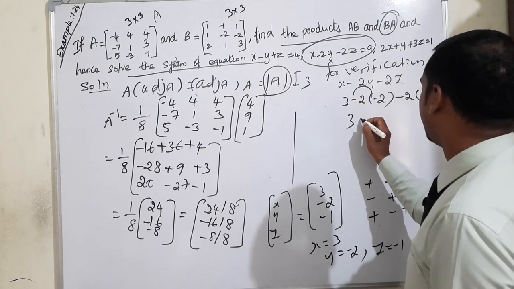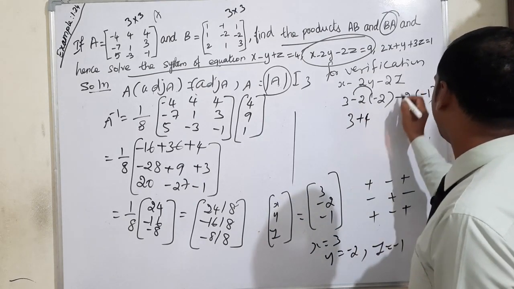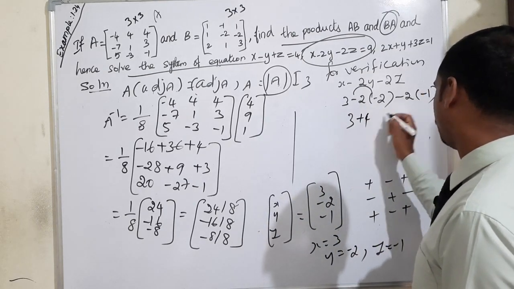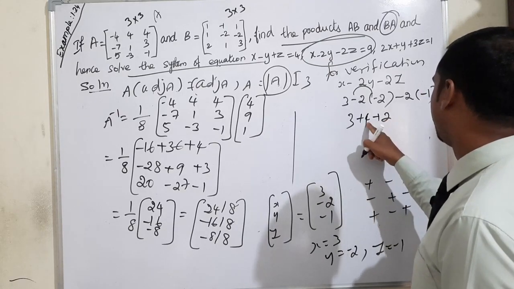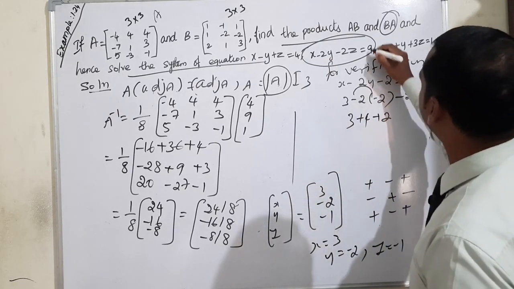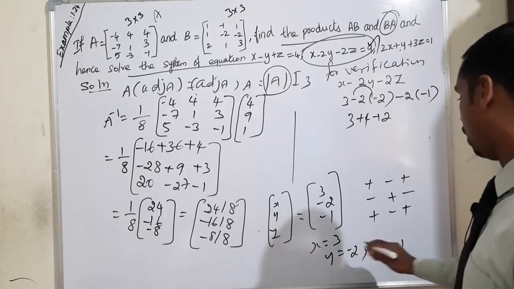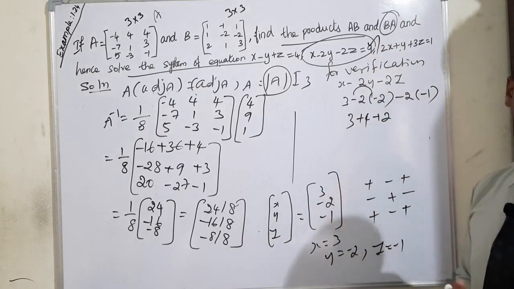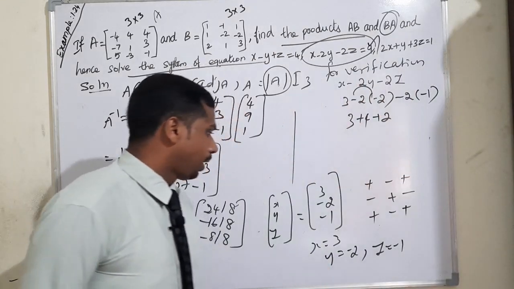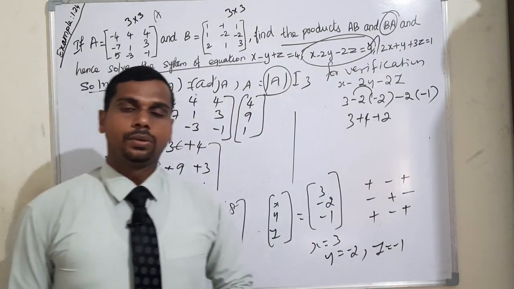3 minus 2 into minus 2 means positive 4. Here minus 1 into minus 2 into minus 1 means positive 2. Look at that, they are 4 plus 3 is 7, 7 plus 2 is equal to 9. We have proved RHS, so our answer is also correct. What is the final answer? X is equal to 3, y is equal to minus 2, z is equal to minus 1.